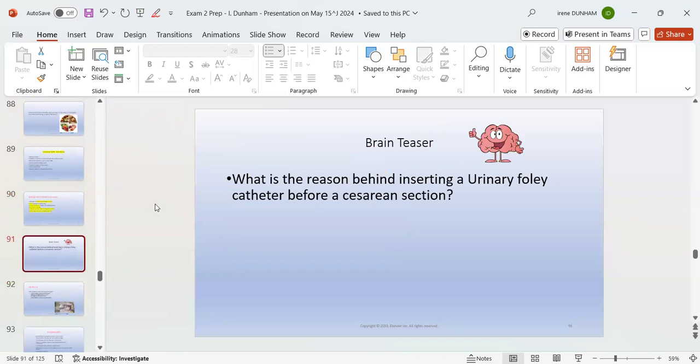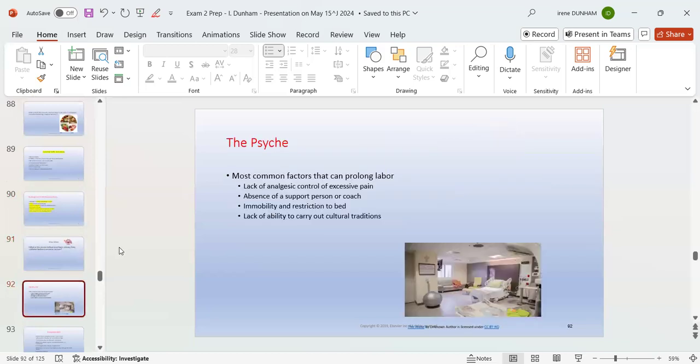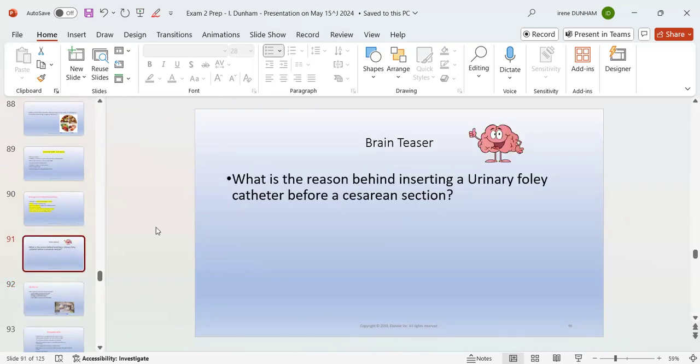All righty. I think you all know the reason behind inserting a urinary Foley catheter before cesarean. Why do you do that? To avoid a deviation of the uterus? Yeah, you want to make sure that when you start to cut, the bladder lays right underneath the uterus. So the bladder can get nicked so easily when we're going in. So we're actually deflating the bladder by putting a Foley catheter in so that when we go in, it's clear. We don't have any problems going in.